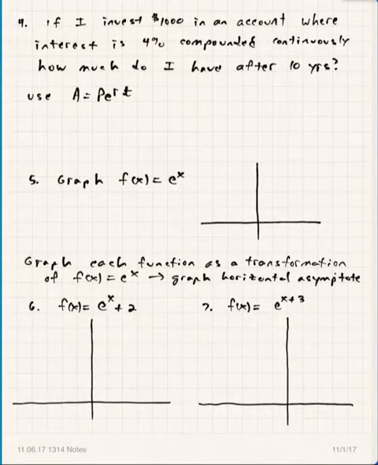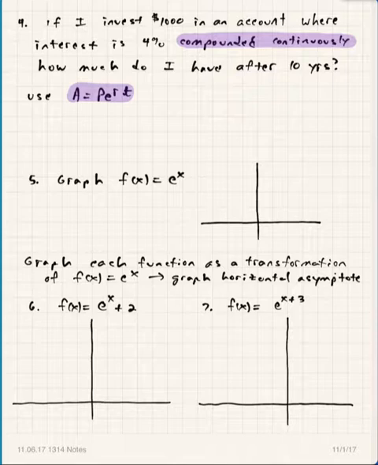You could also have interest compounded continuously. And continuous compound interest has a different formula that involves the number e. It's A equals Pe to the rt. Once again, I will not require that you have that formula for memory. So a little bit with compound interest.